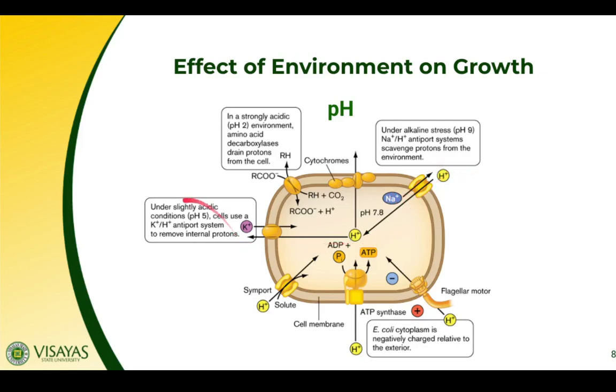Under slightly acidic conditions like pH 5, cells use a potassium proton antiport system to remove internal protons. In this case, if there is a higher concentration of protons and the internal pH becomes more acidic, they would remove the protons and take in potassium. The main purpose here is to keep the ion concentrations the same even though the pH is changing.